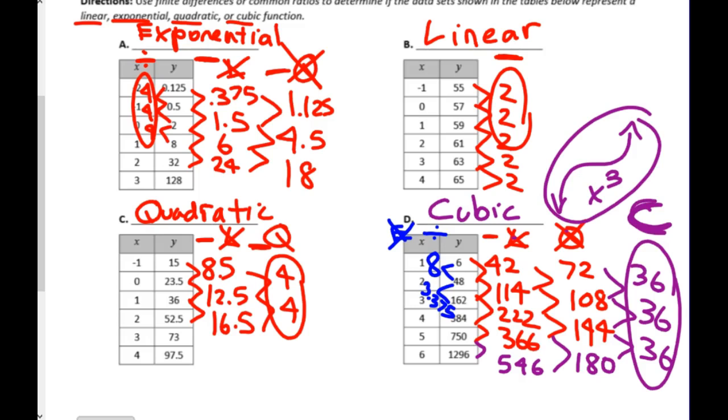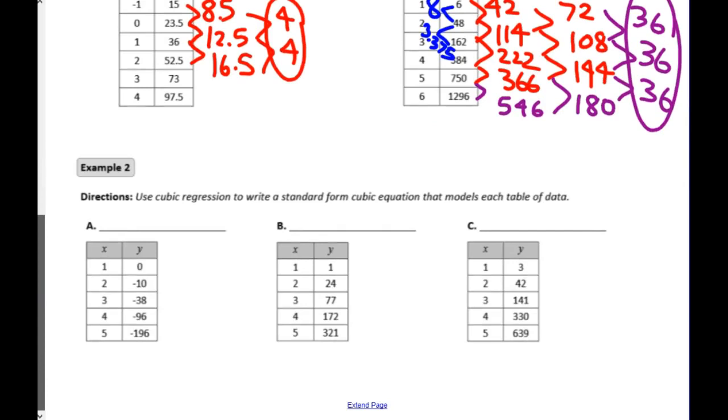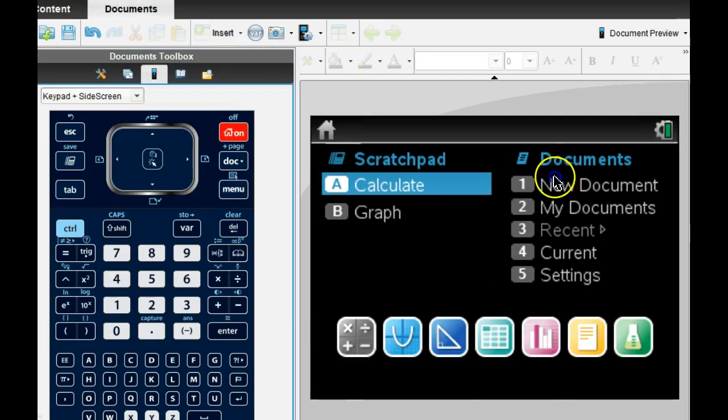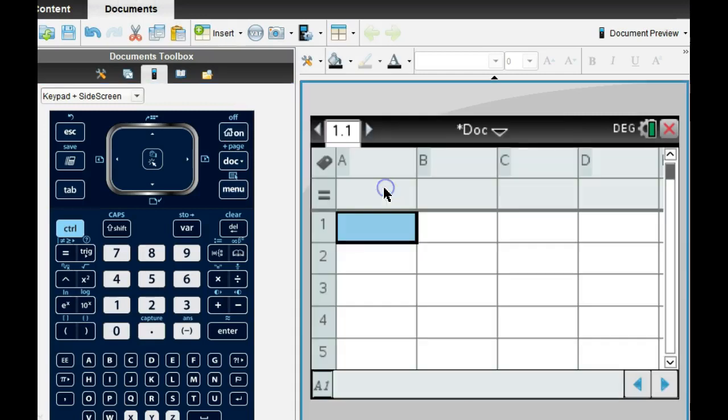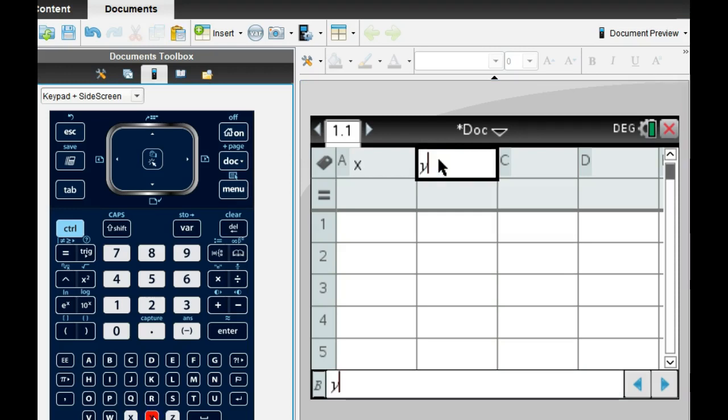Now, the question is, can we take a table and get an equation for cubic? Okay? So, let's try this. It's going to be the same process. Type it into spreadsheets. But, what buttons are we going to press? That'll be new. Okay? So, let's do that. Let's go to spreadsheets. Don't save. X and Y at the top.